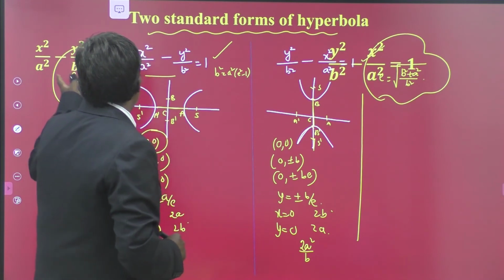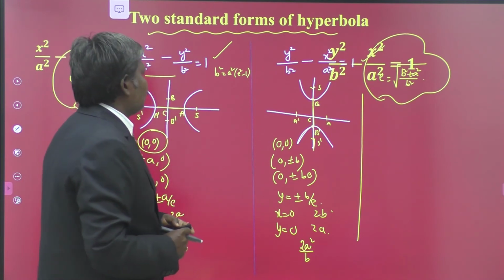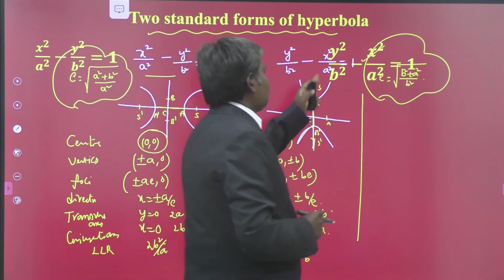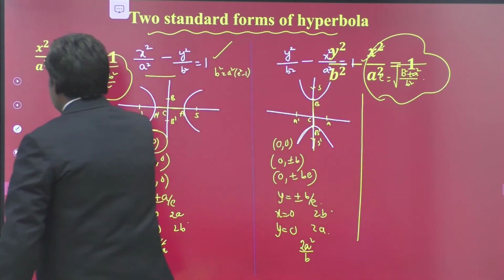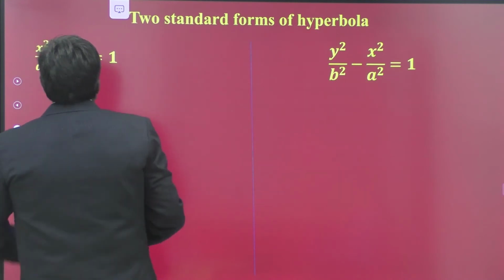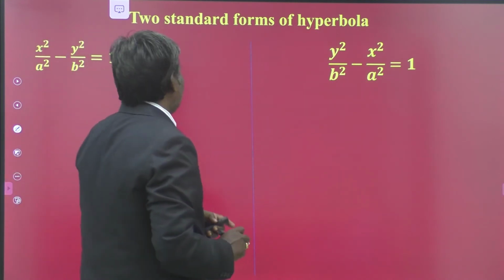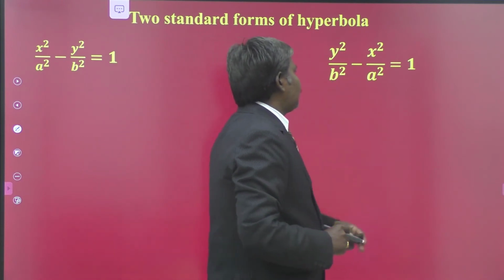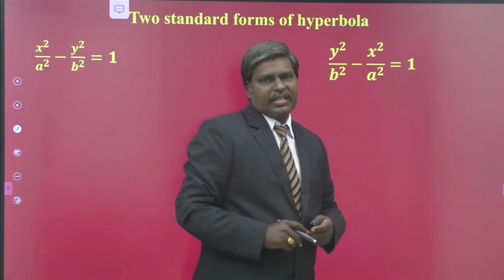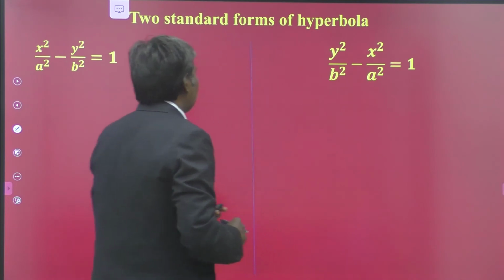So the first equation is what? x square by a square minus y square by b square equal to 1. The second equation is what? y square by b square minus x square by a square is equal to 1. So x square by a square minus y square by b square equal to 1 is our main form. Its conjugate form is y square by b square minus x square by a square is equal to 1. Understand?